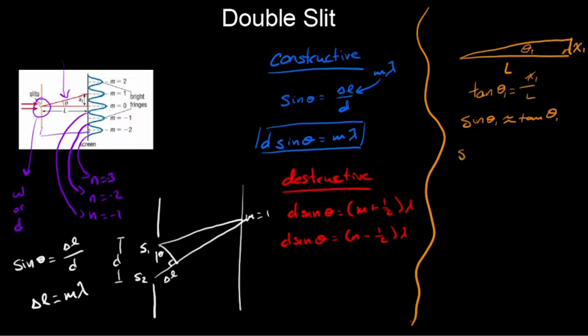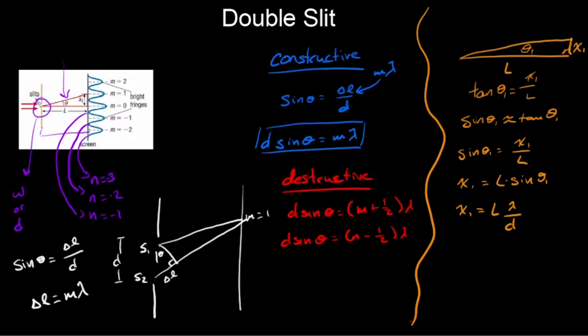So if we then substitute sine theta for tan theta, making the assumption that they're pretty much equal, we'll say something like sine theta 1 equals x1 over L. And we can rearrange this to say x1 is L times sine theta 1. Now by manipulating the constructive interference equation, we see that sine theta is m, which is 1 in this case, times lambda over d, which then allows us to take this equation one step further and say x1 equals L lambda over d. And this works if and only if you're referring to the first bright fringe relative to the central maximum.